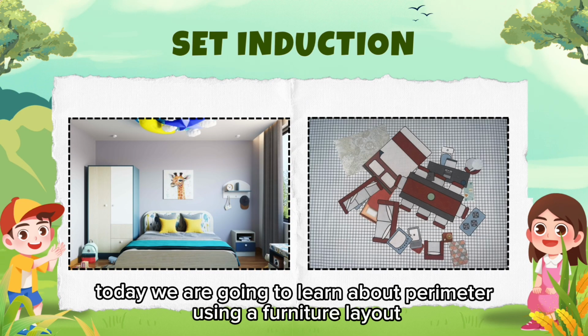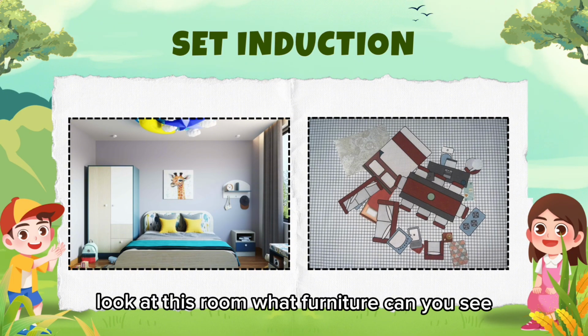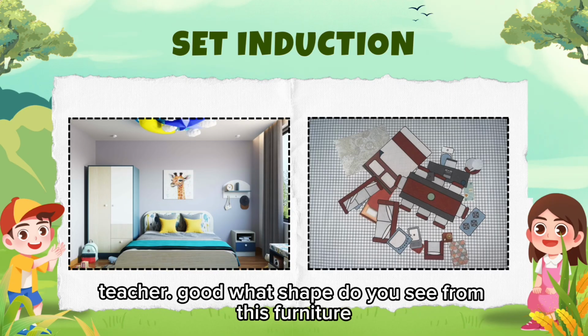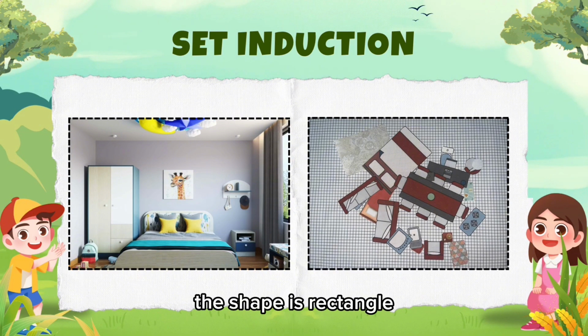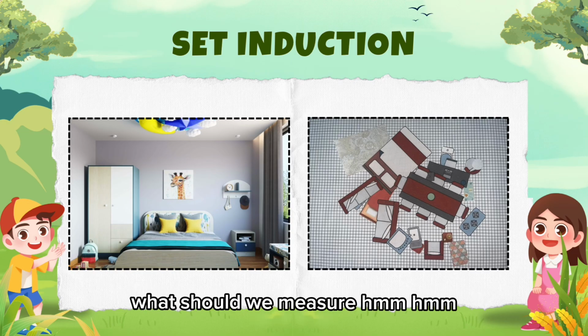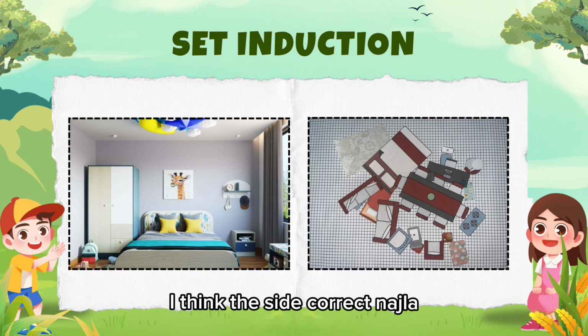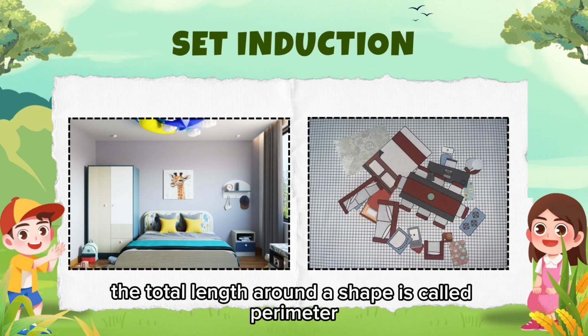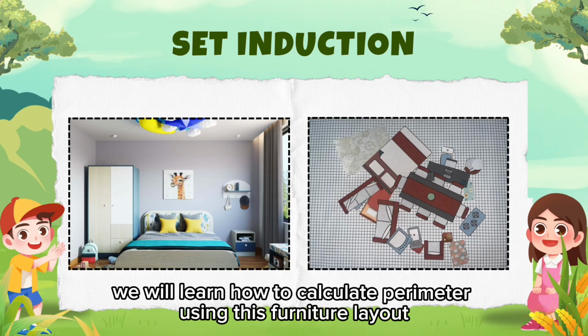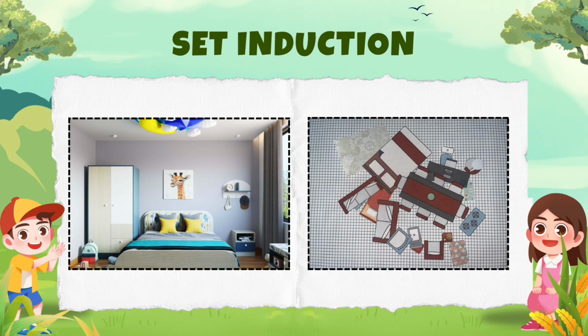Today, we are going to learn about perimeter using a furniture layout. Look at this room. What furniture can you see? I can see a table and a bed, teacher. Good. What shape do you see from this furniture? The shape is rectangle. Very good. Now, if we want to know the total length around this table, what should we measure? I think the size. Correct, Najla. The total length around a shape is called perimeter. Today, we will learn how to calculate perimeter using this furniture layout.